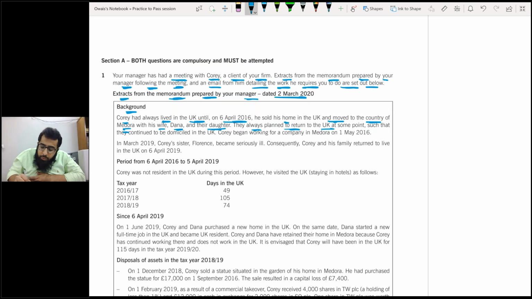They always planned to return to the UK at some point. Now listen to it very carefully. Someone left the UK, but he plans to come back. Whenever you have a plan to come back, the rules of temporary absence will apply. They always planned to return to the UK at some time. Now this gives me a link that I have to look at the rules of temporary absence.